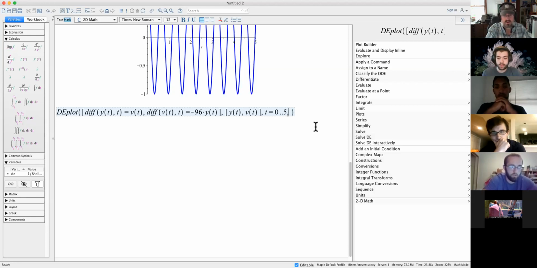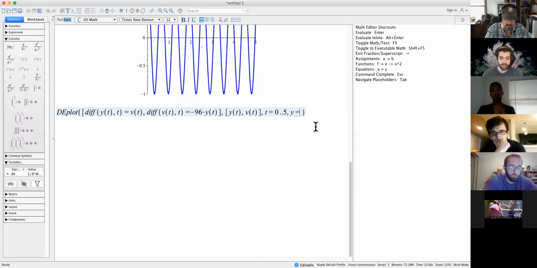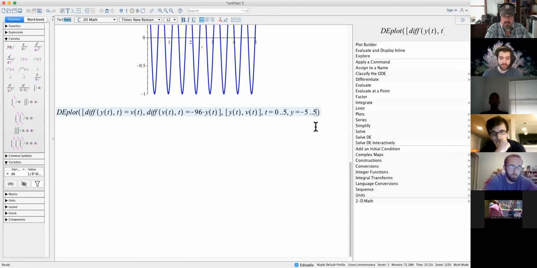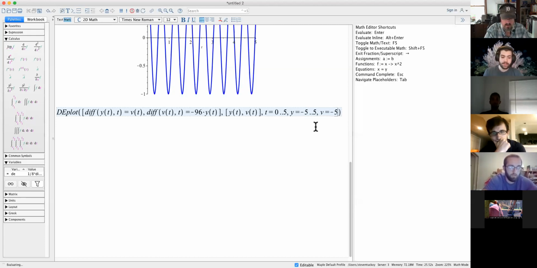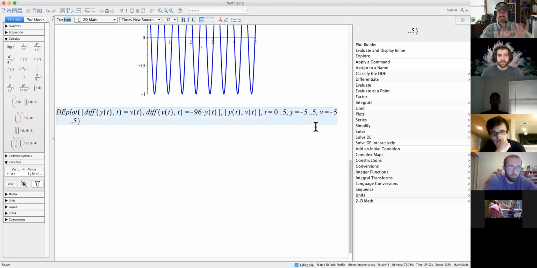Next is the dependent variable window scales. So my y will make it go from, I don't know, negative 5 to 5. And the v is the other direction, the vertical direction. And we'll make that go from negative 5 to 5. If I stop right here, I now have a DE plot, which is going to be the direction field. It's going to be the vector field, but without the lengths of the arrows changing.